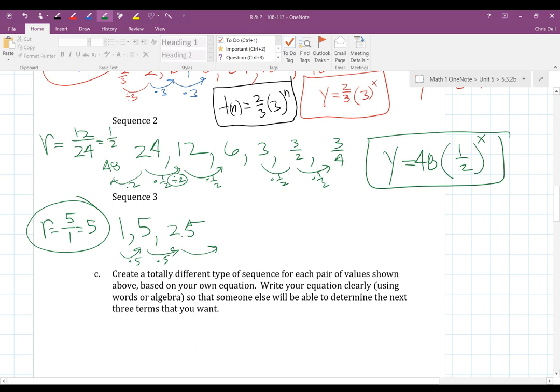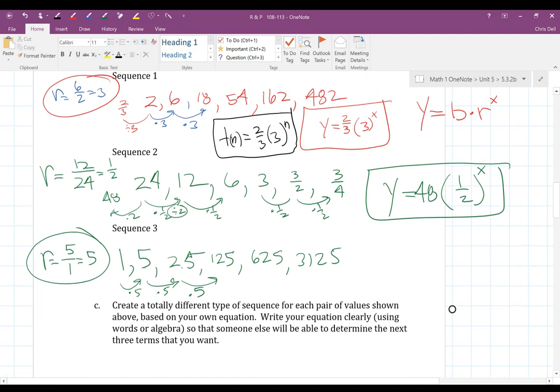So my ratio we determined was 5. So I'm multiplying by 5 each time. So I got 25. Now it'll be 125 is the next term, and then it'll be 625 is the next term, and then it'll be 3,125, right? So every time I'm multiplying by 5. So there's my next 4 terms. So how do I write my ratio?